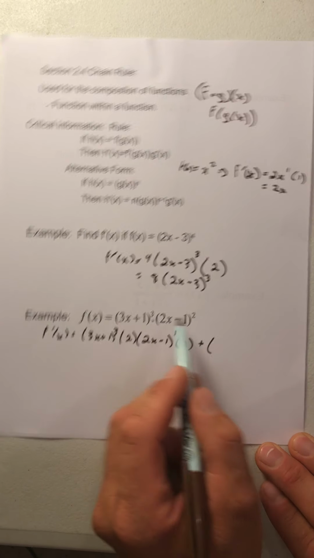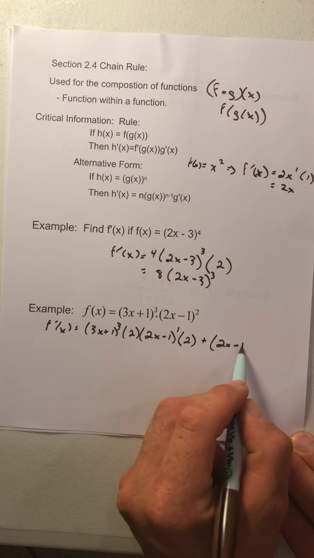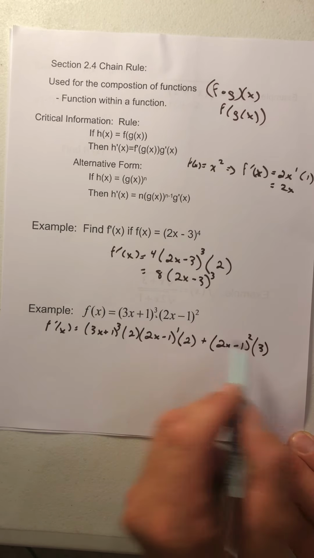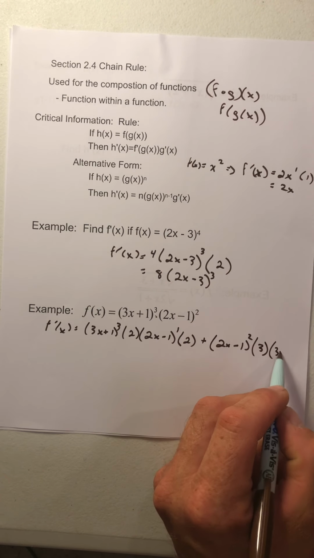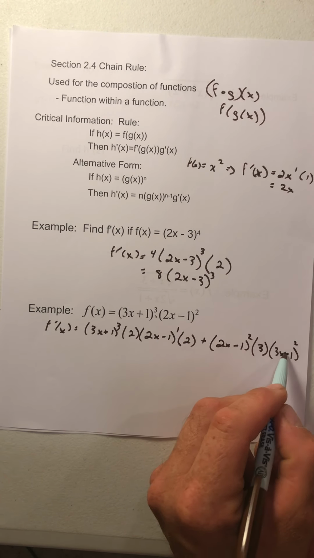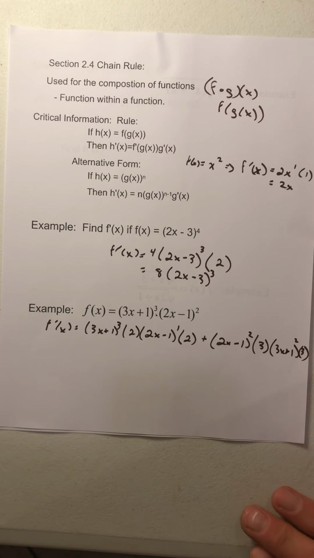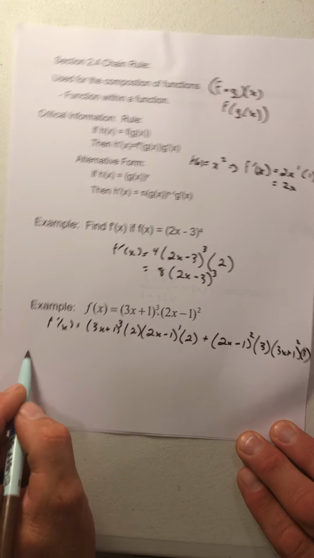So to this, we're going to add the second. So our 2x minus 1 to the second, and then the derivative of the first part here. So our exponent comes to the front. Inside stays the same, 3x plus 1, decrease the exponent by 1, and then the derivative of the inside again, which is our 3. We can clean this up.